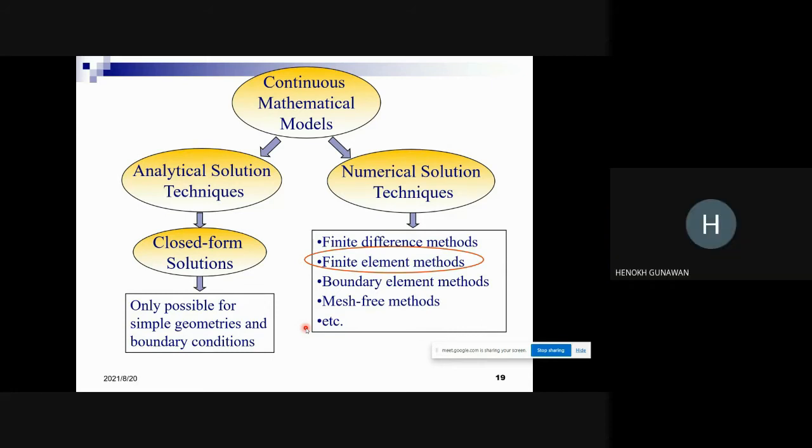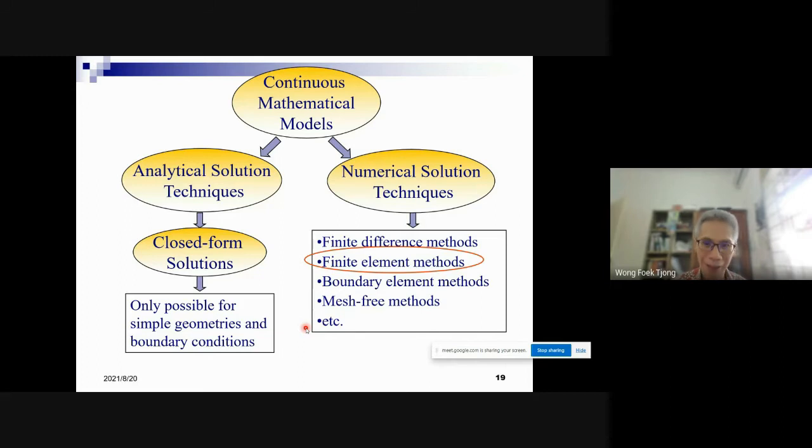It's a method to solve mathematical models. Okay, correct. So we can define from here that finite element method is just a method for solving mathematical models of engineering problems using numerical solution techniques. That's a simple definition, but it's correct. Okay, that's numerical techniques.